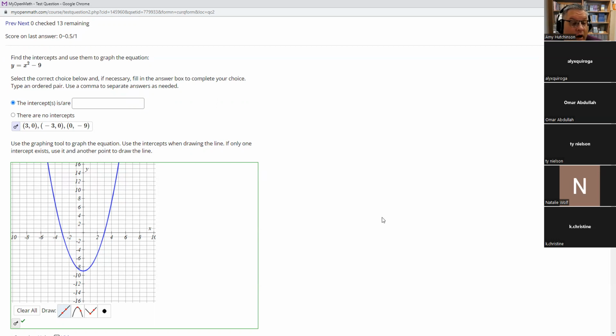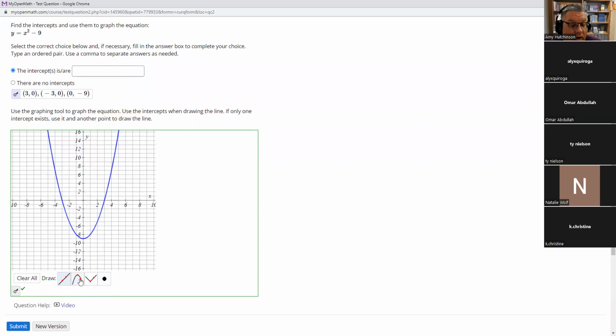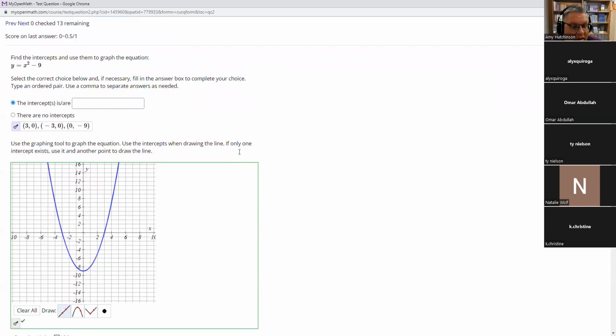Remember, if you have a square, you must use this U-shaped tool. It's not going to work if you have a line, because if you have a line, it's going to have a line only. This other one over here, that's an absolute value, and that's not going to work either, because it has to have a smooth curve. So hopefully I've answered your question, how you would do something like this.